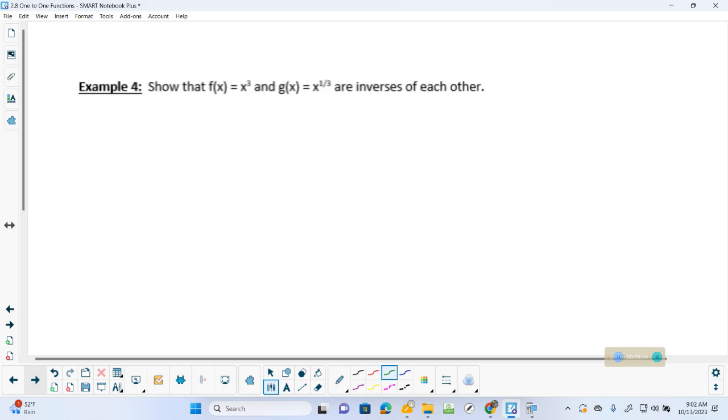So show that those are inverses of each other. All right, so we're going to do f of g, g of f, and they better equal x or something bad happened.